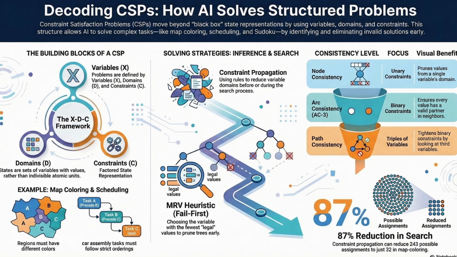Say everyone has 3 colors left. Then we use the degree heuristic. Pick the variable involved in the most constraints. In Australia, that's South Australia again, it touches 5 other regions. Right, because coloring it will have the biggest impact on the rest of the board.